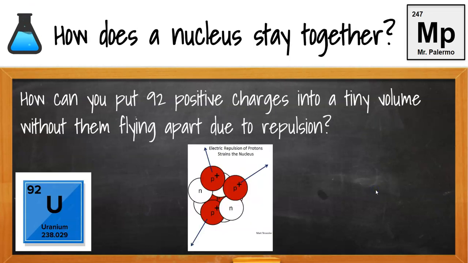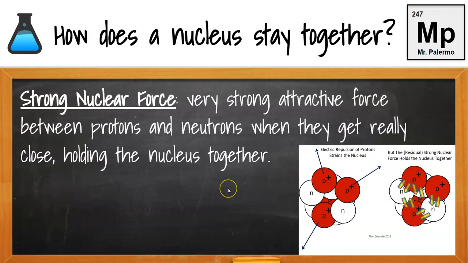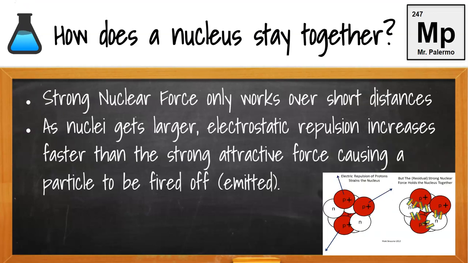So if we look at an example like uranium, how can we put 92 positive charges into a tiny volume without these particles flying apart due to the repulsive nature of these like-charged protons? Well, there exists a very strong attractive force between the protons and neutrons, which is called the strong nuclear force. And when they get really close together, it has the ability to hold the nucleus together. But this force only works over short distances.